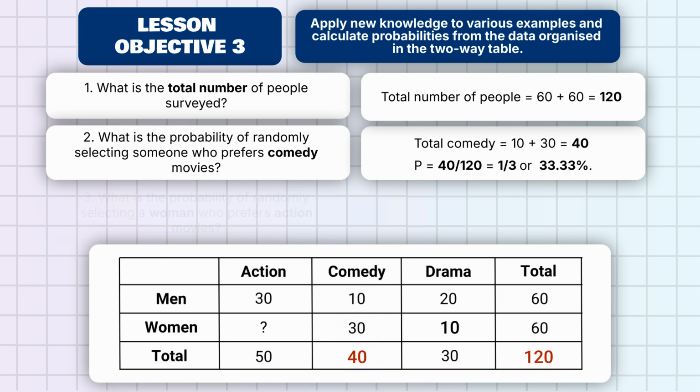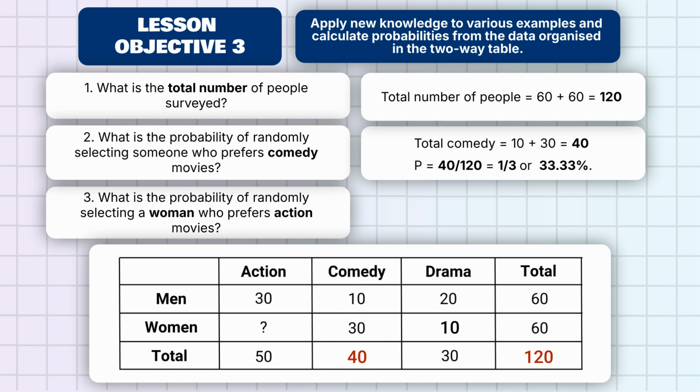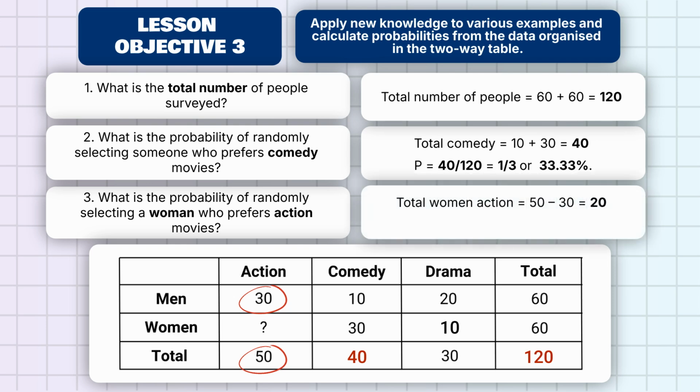Question 3. What is the probability of randomly selecting a woman who prefers action movies? First, find the number of women who prefer action movies. This can be done by subtracting the number of men who prefer action movies from the total number of people who prefer action movies. The number of women who prefer action movies is 50 minus 30, which equals 20. We can fill the gap in the table. Then to find the probability, divide this by the total number of people. The probability equals 20 over 120, which equals 1/6, or approximately 16.67%.